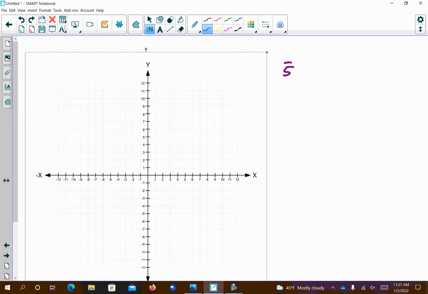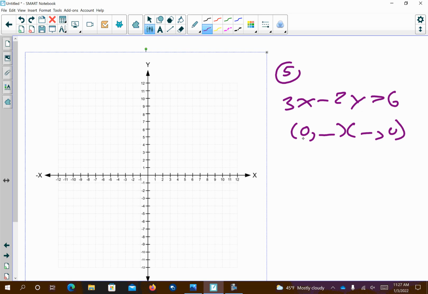Problem number 5. We have 3x minus 2y is greater than 6. This is set up to do as a cover method. So that's an x value. So negative 2 times what number gives me 6? That would be negative 3. So 0, negative 3. That's a y value, so we're going to cover up the y value. 3 times what number gives me 6? It's 2. Oops. 0, negative 3 is down here. Sorry about that. And then 2, 0 here.